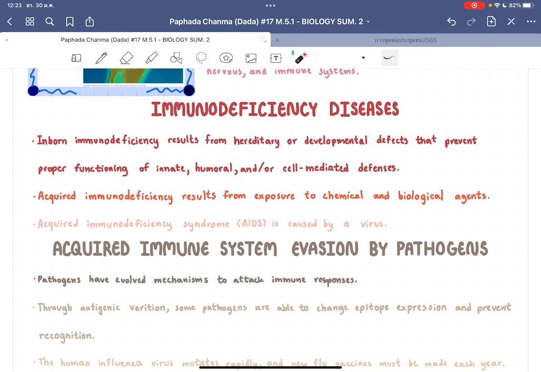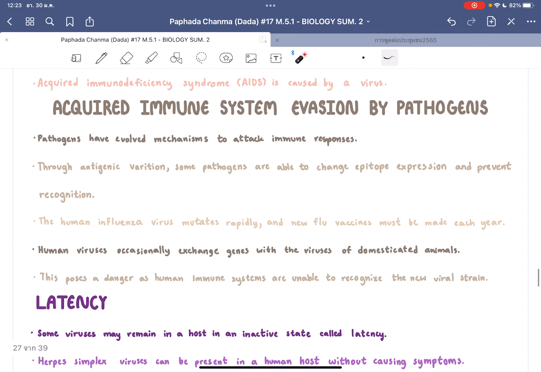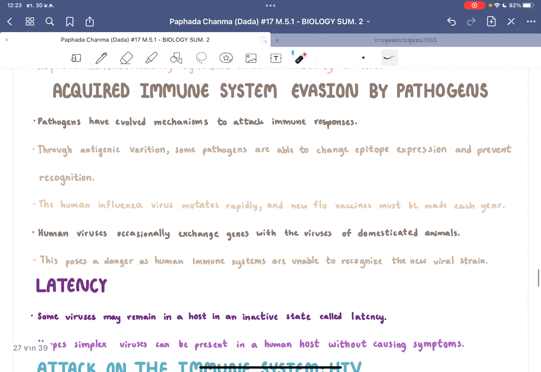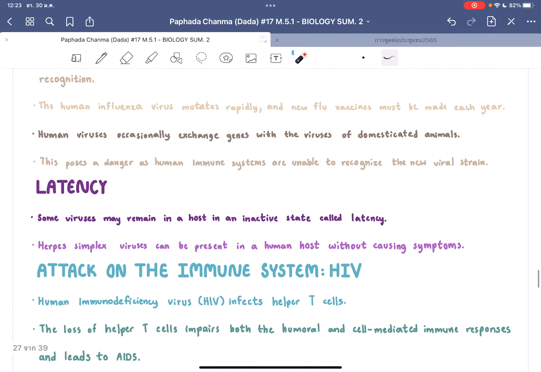Immune system evasion by pathogens. Pathogens have evolved mechanisms to attack immune responses. Through antigenic variation, some pathogens are able to change epitope expression and prevent recognition. The human influenza virus mutates rapidly, and new flu vaccines must be made each year.